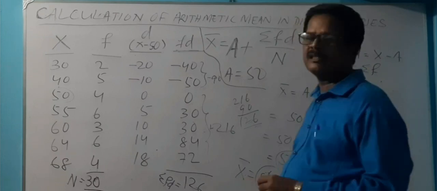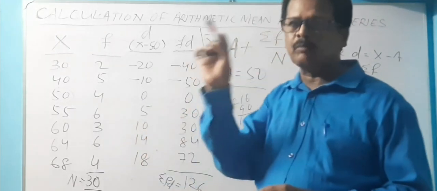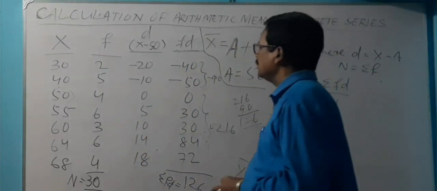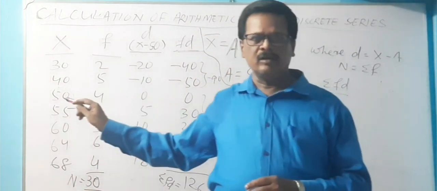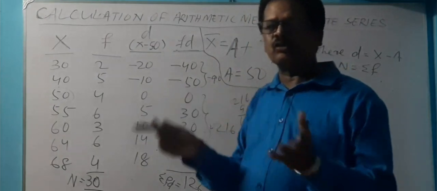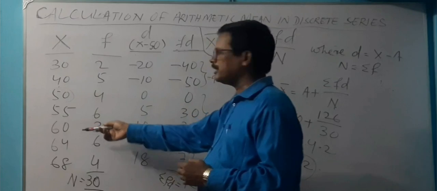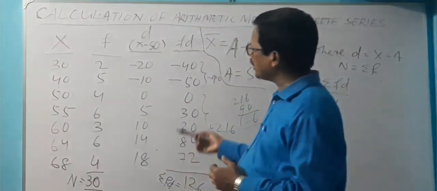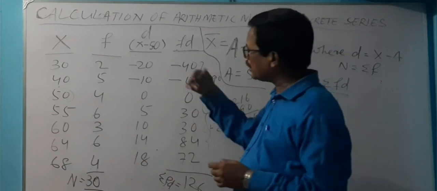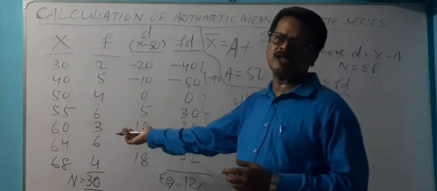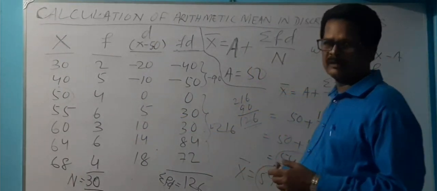So in this shortcut method, we have first to take the value of A, an assumed mean, and that assumed mean is in between x values. It is just the mid value of x series or nearer to the mid values. So as I have told you, 68 plus 30, that is 98. 98 by 2 is equal to 49. We can take any value, 45, 50, 55 as assumed mean, no problem. You can take 50, 55 or 45 as assumed mean. You will get the same answer.